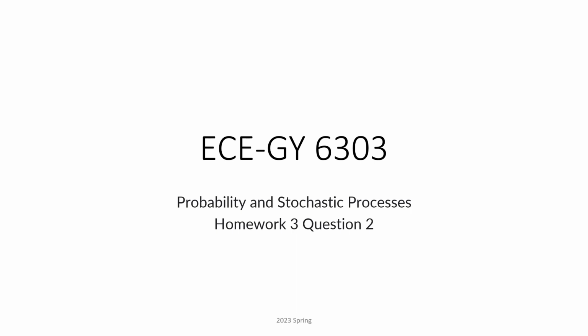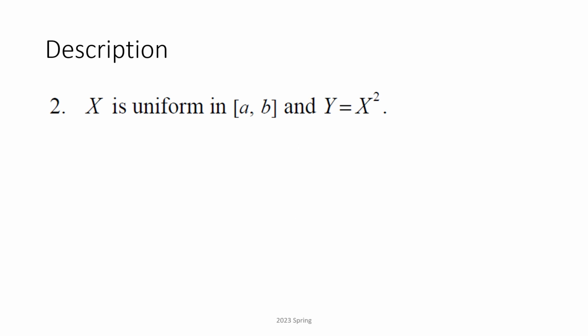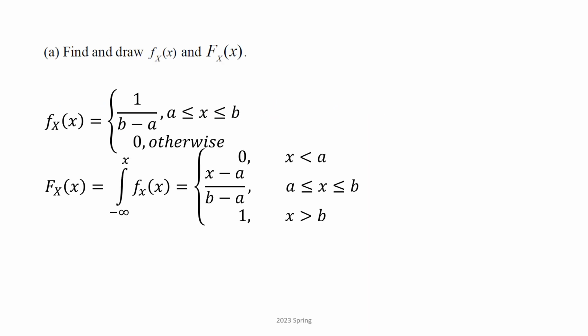Hello everyone. In this video, I want to discuss question 2 in the third homework. Again, let's first see the question. In this problem, we are given that x is uniform in the range of a and b, and y equals x squared. The question asks us to find and draw little fx and big Fx.